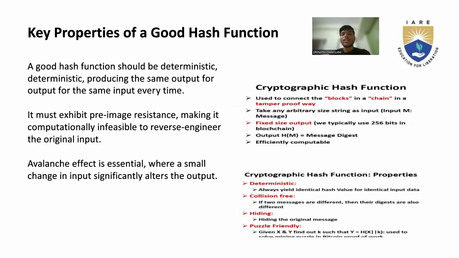Collision free is nothing but if two messages are different, then their digests are also different. And hiding is nothing but hiding the original message. And puzzle friendly is, given x and y, find k such that y equals h of x and k. These are the key properties of good hash functions.